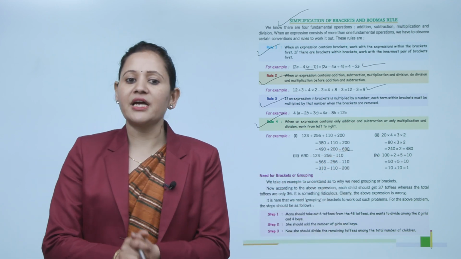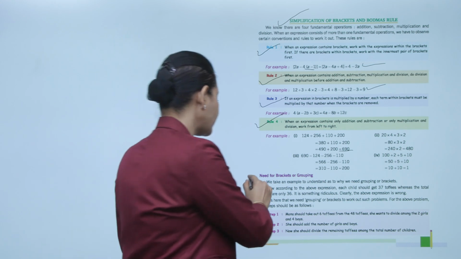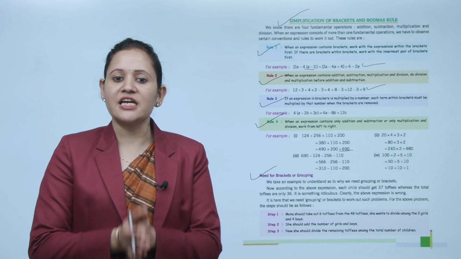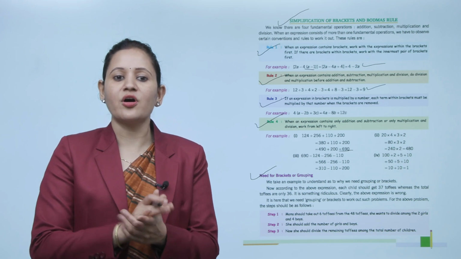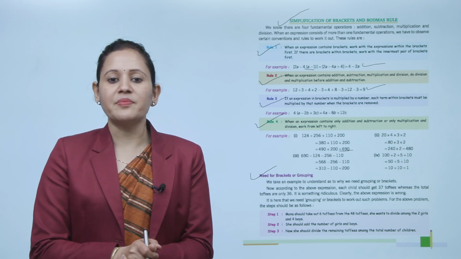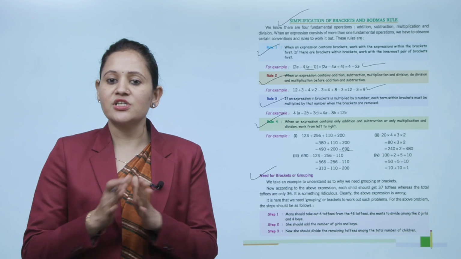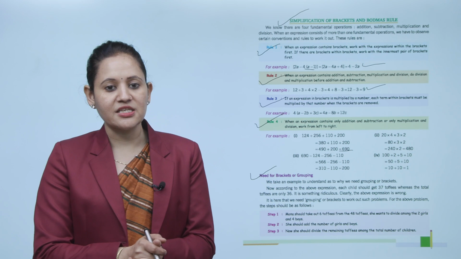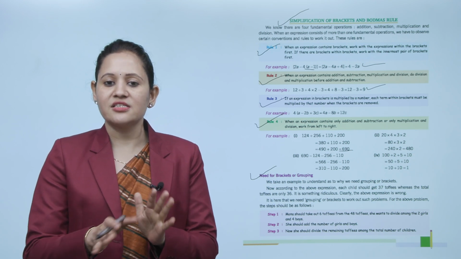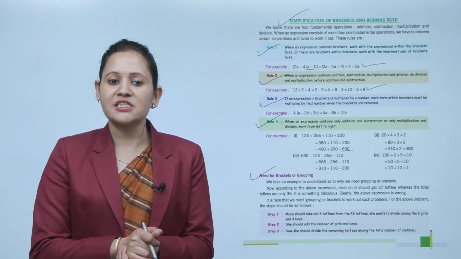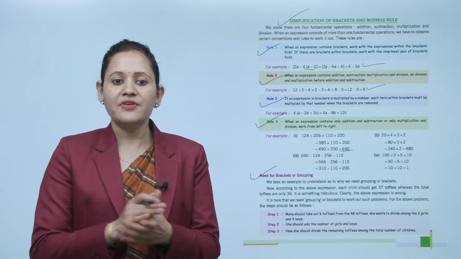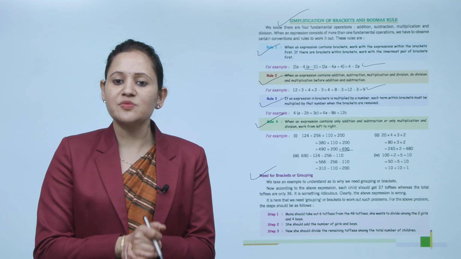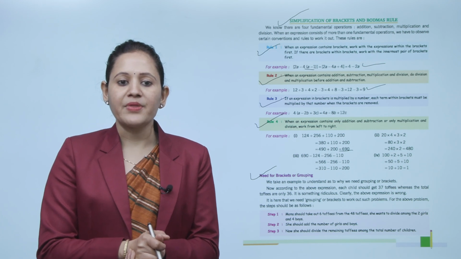Next, the need for brackets or grouping. We take an example to understand why we need grouping or brackets. Now, according to the above expression, each child should get 37 toffees, whereas the total toffees are only 36. It is something ridiculous. Clearly, the above expression is wrong. We need grouping or brackets to work out such problems.